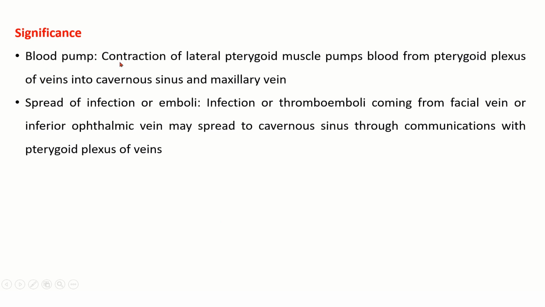As for significance, the contraction of the lateral pterygoid muscle pumps blood from the pterygoid plexus of veins into the cavernous sinus and maxillary vein. The spread of infection or thromboemboli coming from the facial vein or inferior ophthalmic vein may spread to the cavernous sinus through communications with the pterygoid venous plexus.